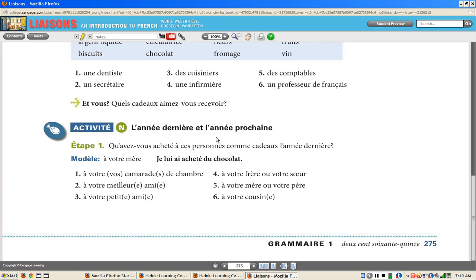This last one, l'année dernière ou l'année prochaine, is very interesting because it's testing you to use the passé composé and the futur proche. N'est-ce pas? So, for example, à votre mère, je lui ai acheté du chocolat. So that's the passé composé. Je lui ai acheté du chocolat. But if you're using the futur proche, l'année prochaine, I would say, je vais lui acheter, and then acheter has an ER, je vais lui acheter du chocolat. I'm going to buy her some chocolate.